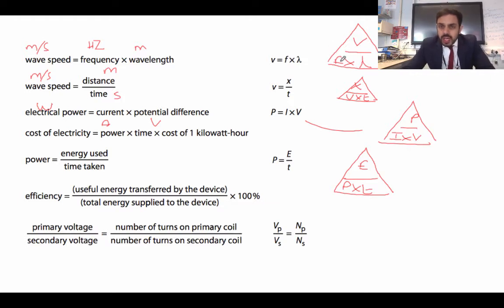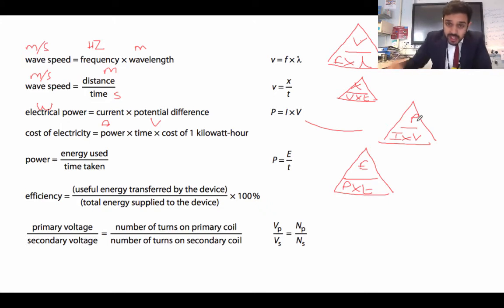So, how are these useful? Well, whatever you want to work out, you cover up. So if I wanted to work out frequency, I cover it up, and it's V, wave speed divided by wavelength. And you must divide top by bottom, not the other way around. So if I want to work out V, it's F times wavelength. So do another one here. If I want to work out I, it's P divided by V. So all you got to do is literally, with your finger, just cover it up.